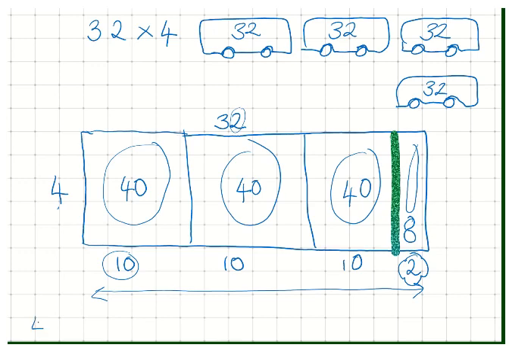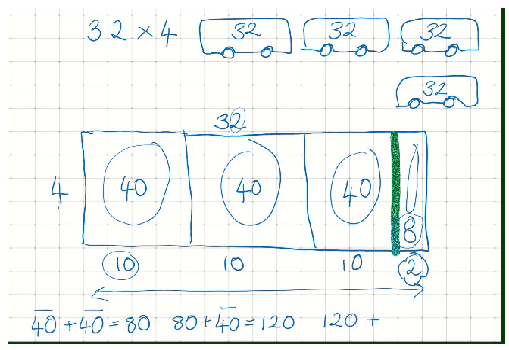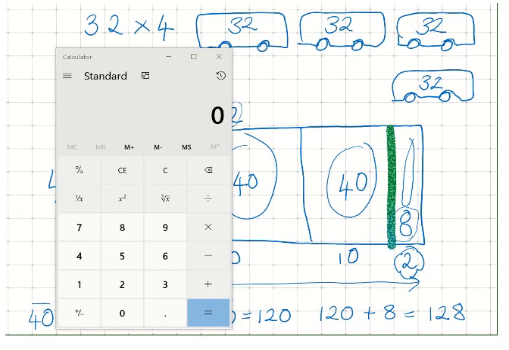So if I've got 40 and 40 gives me 80. I'm now going to do 80 and I'm going to add another 40, which is going to give me, let's do 80, 90, 100, 110, 120. So I've done my 3 40s. I've now got to add on my 8 at the end. So I'm going to do 120, add 8. So the answer should be 128.